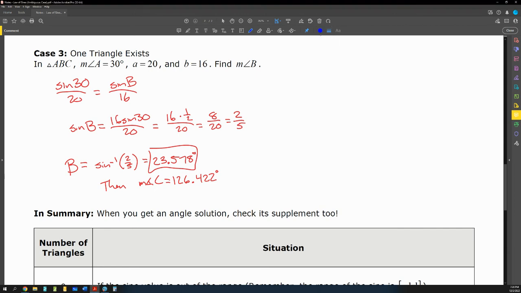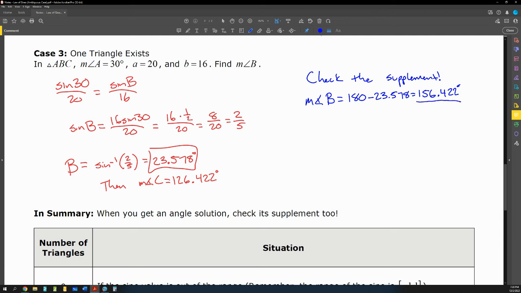Okay, but now let's consider the supplement. Just like the last case, I want to make sure that there's not two triangles here. So check the supplement. Okay. So if we check the supplement, let's take what we got for the measure of angle B, and we'll solve for the supplement. So 180 minus 23.578. This is equal to 156.422. Okay. Now let's consider whether this defines a triangle.